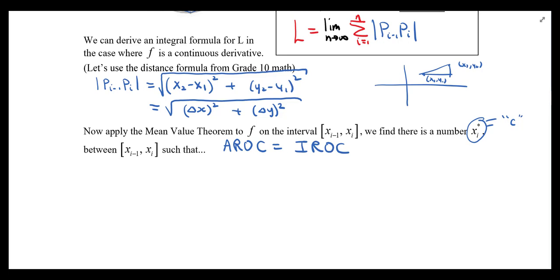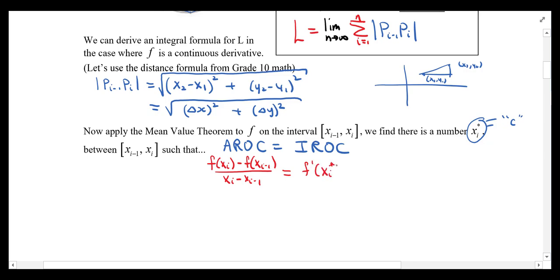So the ARC, once again, is f of x sub i minus f of x sub i minus 1 all over x sub i minus x sub i minus 1, right? The rate of change, the slope of the secant line. And the IROC is the instantaneous rate of change, the derivative at the value of c, which I use now, x sub i star.